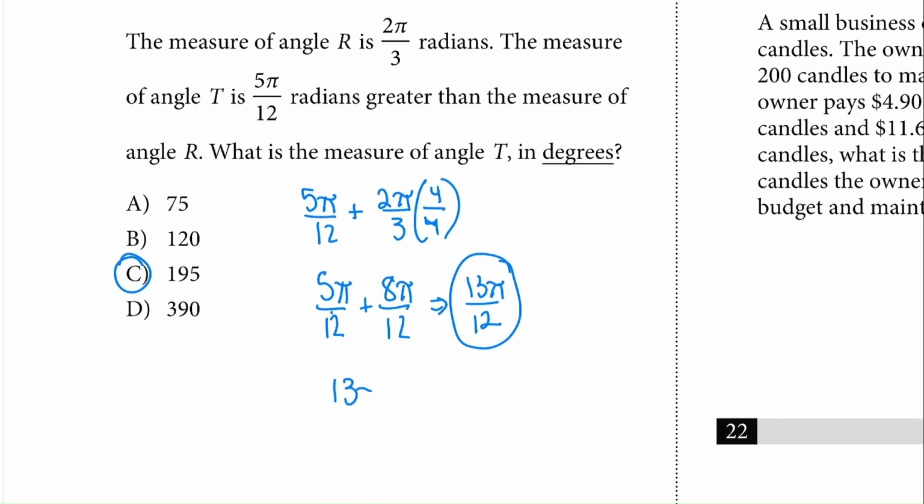So if we are going from radians to degrees, this conversion is also on the formula sheet, okay? And it is, from radians to degrees, we're going to have 180 over pi. So our pi's are going to cancel out, and when we multiply this out in Desmos, this is what you get. You do get 195 degrees.